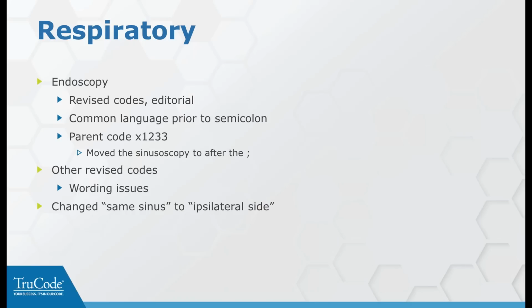There's several revised codes over in the endoscopy section, and basically they just clean them up a little bit, like at 31233, which is a nasal sinus endoscopy. They moved the information that is common in front of the semicolon. Anything that's separate, only for that code, is moved after the semicolon. So they just cleaned it up and made sure that the parent code was accurate, and then looked at all of the baby codes or the child codes underneath that as well. So they just kind of changed those, cleaned those up a little bit.